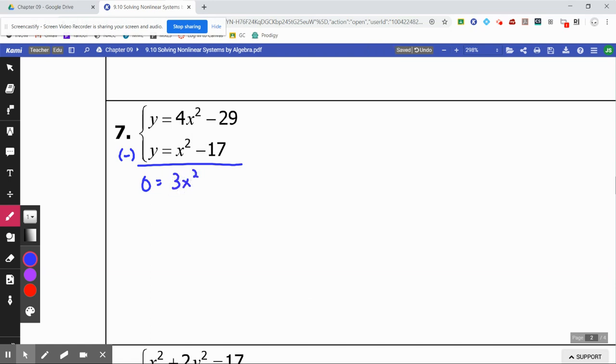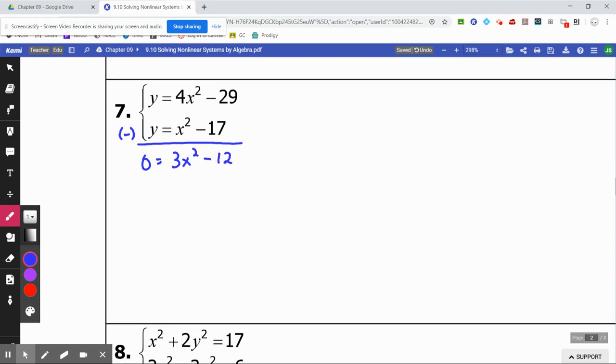Negative 29 minus negative 17 is negative 29 plus 17, which is negative 12. Now this one's even simpler. You don't have to factor it. You can solve this one by taking a square root. Let's move our 12 over. That gives you 12 equals 3x squared.